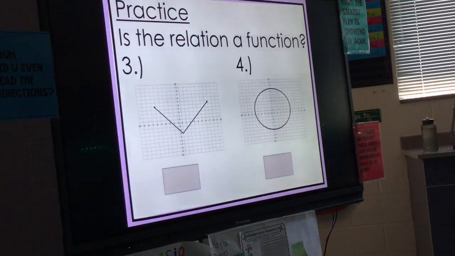Looking at 3. What are you using here? Are you using the tables or are you using the vertical line test? Vertical line test. So looking at 3. Stand up if you think that this is a function. Be prepared to explain. All right, Nico, why is this a function? Come prove to us that this is a function.